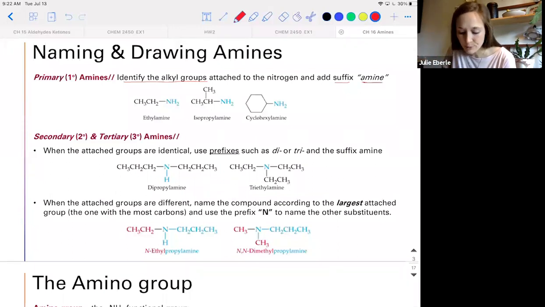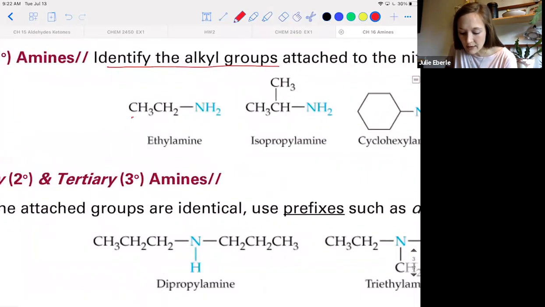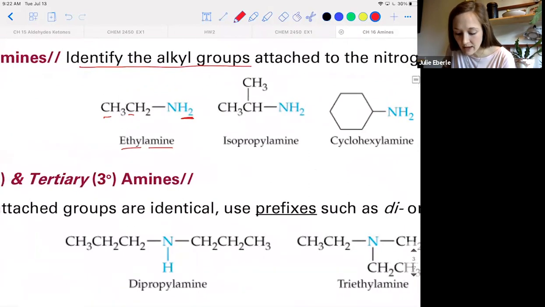So for example, look at this first one. I'm going to zoom in. You have this ethyl group here. How do I know it's ethyl? It's a 2-carbon substituent. So a 1-carbon substituent is meth, then eth, then prop, then but. You know these words by now. So we just call it ethyl, and then the suffix is amine, ethylamine, all one word. Okay. We don't have to name the hydrogens or really acknowledge them.